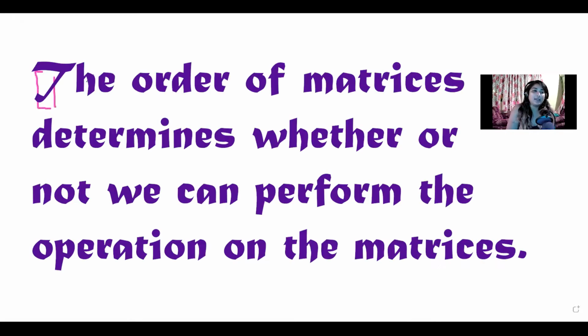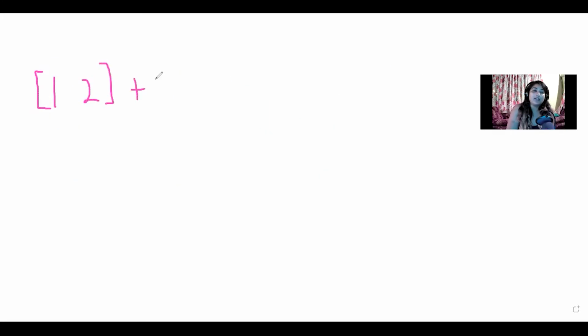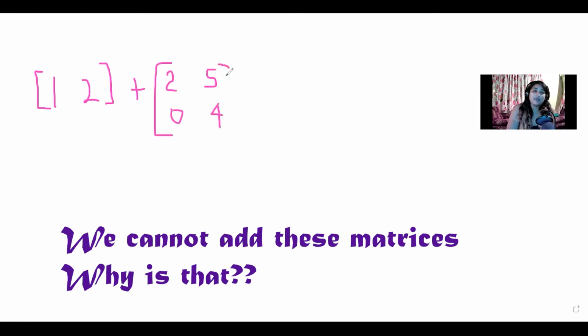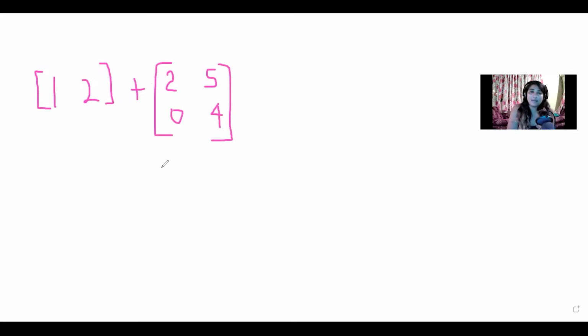Let's get started. When we want to perform the arithmetic operation of addition, here's something that we need to know: whether or not the matrices have the same order. So if I were to give you a matrix equation, such as the one I'm illustrating here right now, I won't be able to perform addition on these two matrices simply because both the matrices have different orders.